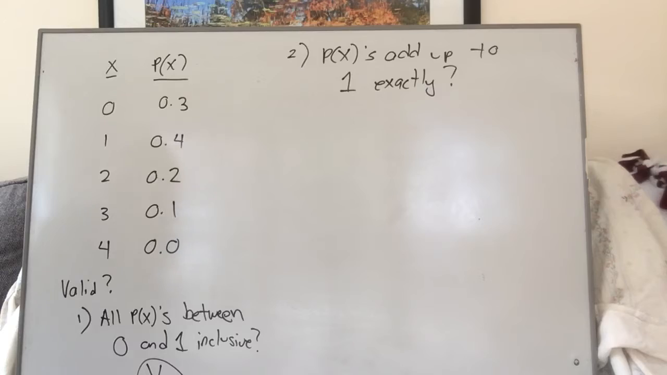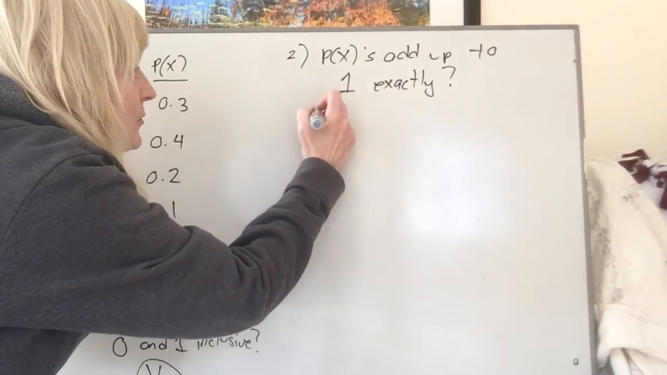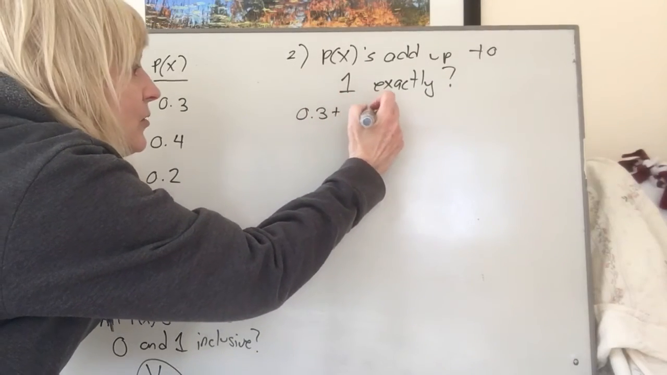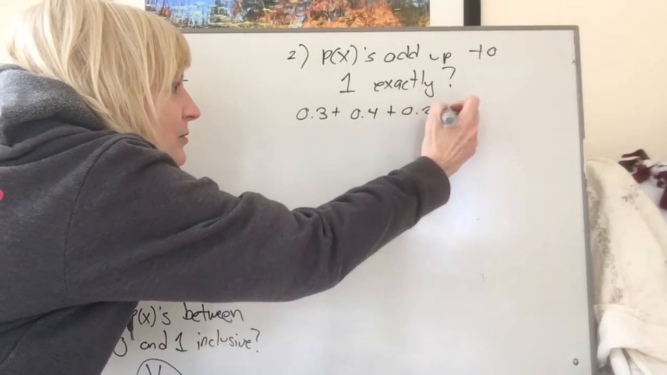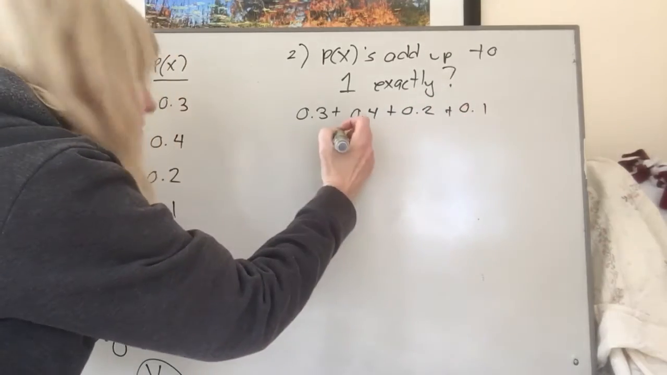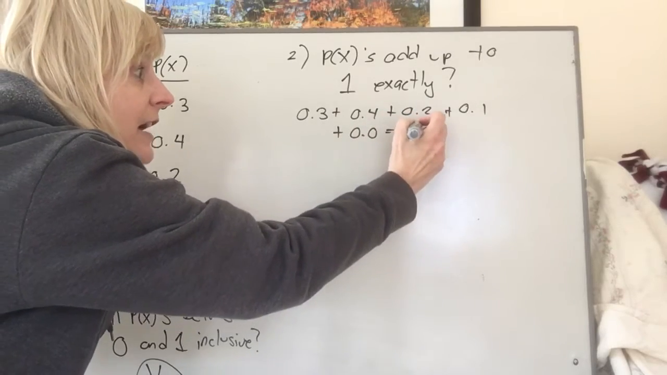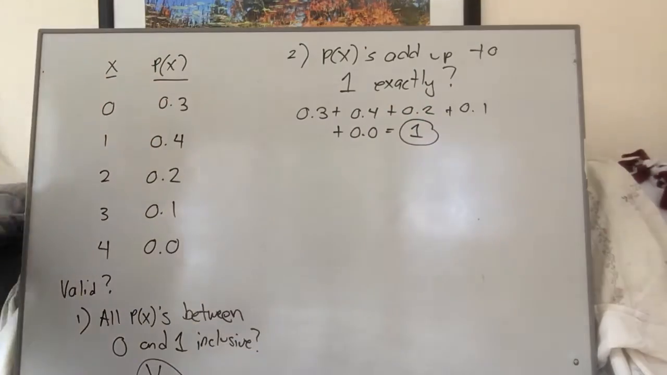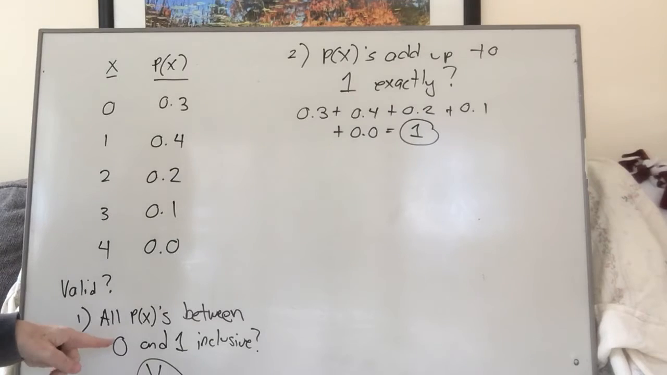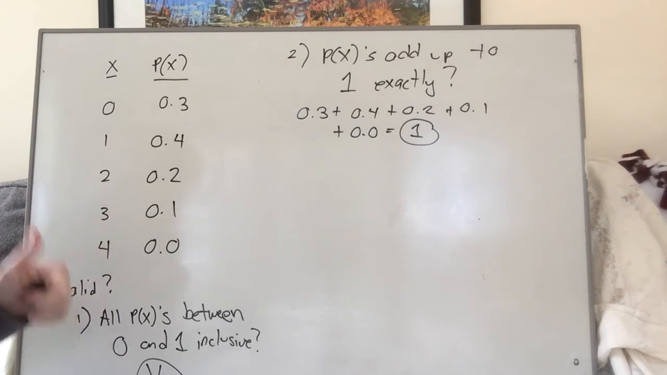Do they add up to 1 exactly? We've got to figure that out. Does 0.3 plus 0.4 plus 0.2 plus 0.1 plus 0 add up to 1? I think if you take your calculators out, guys, you'll say it does add up to 1. So is this a valid probability distribution? Yes, it is. So that's some of the questions on the quiz.